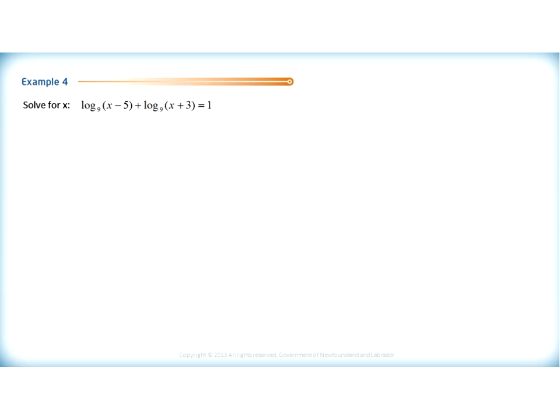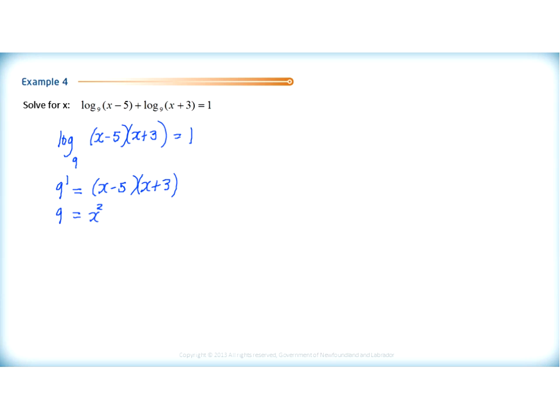In example 4, this was a long answer question that was taken from a previous public exam. Here we have the log of x minus 5 to base 9 plus the log of x plus 3 to base 9 is equal to 1. On the left-hand side, notice that we have the sum of 2 logs, so that can be rewritten as the log of a product. The log of x minus 5 multiplied by x plus 3 to the base of 9 is equal to 1. Converting to exponential form, we have 9 raised to the power of 1 is equal to x minus 5 times x plus 3.